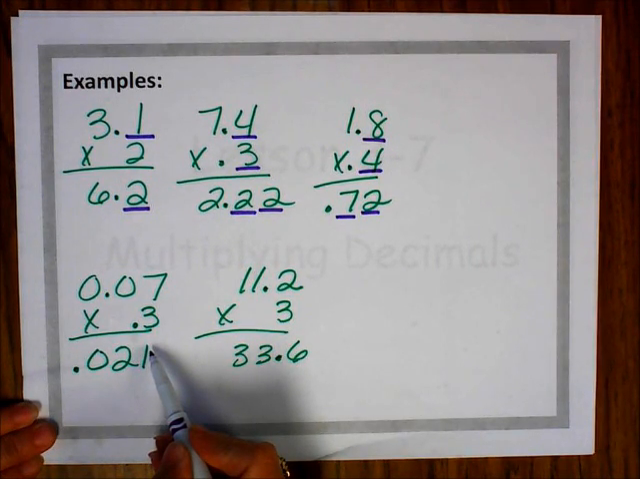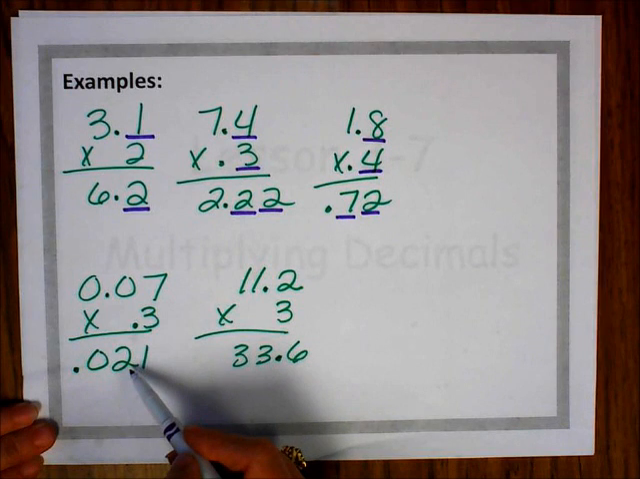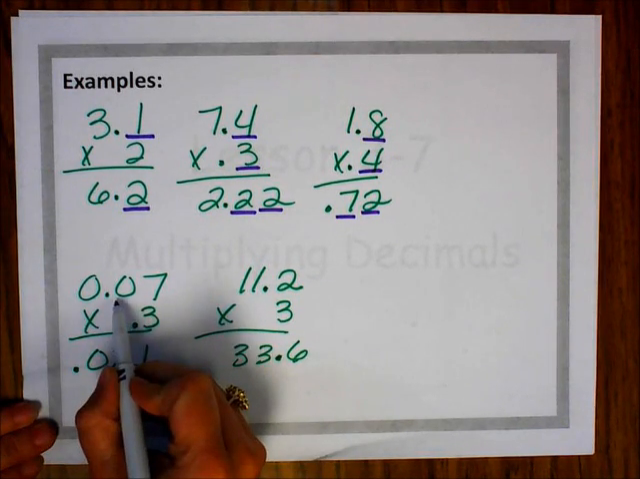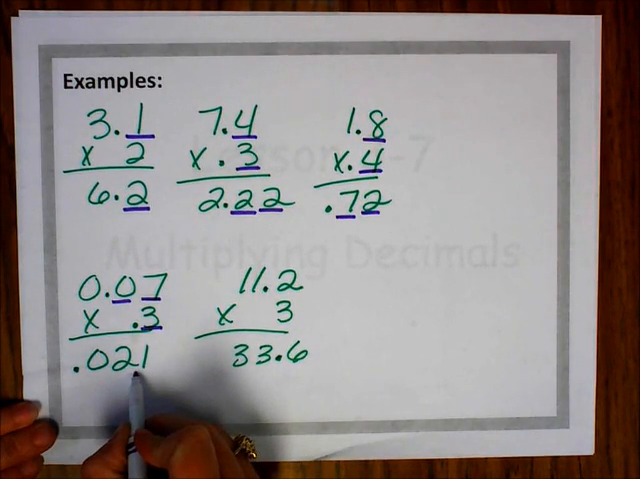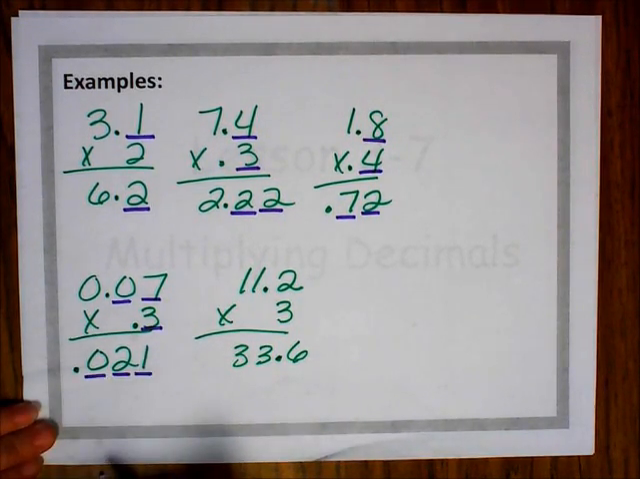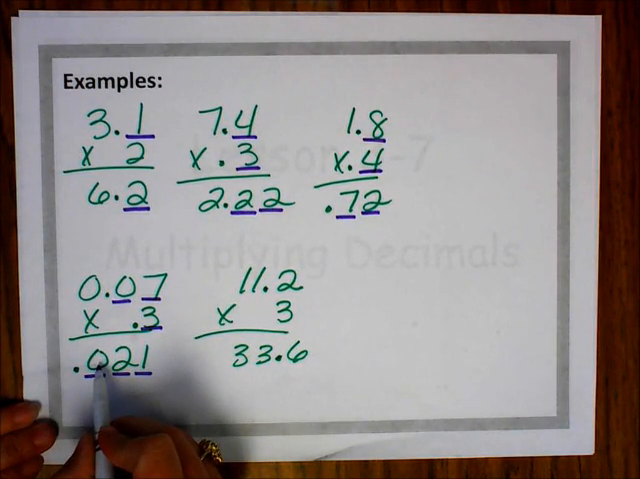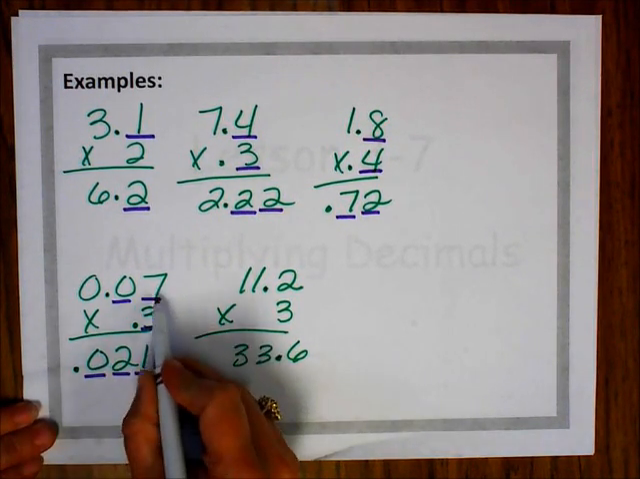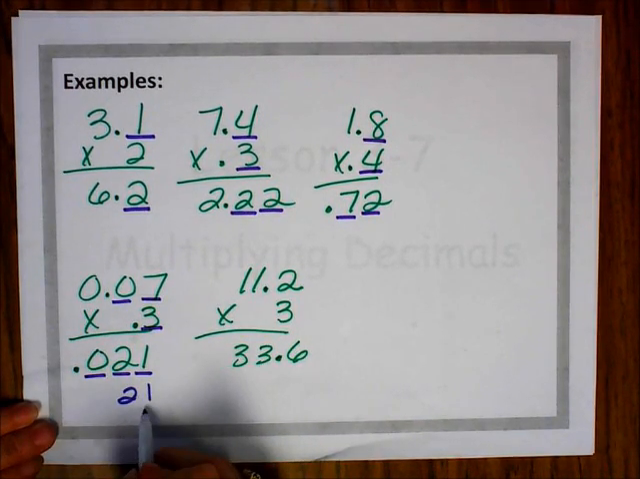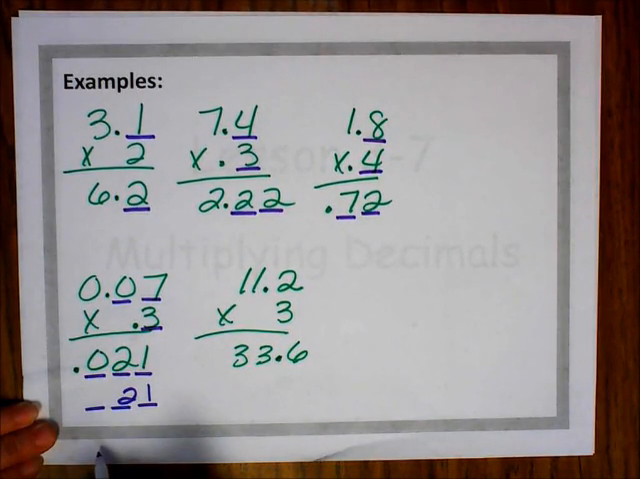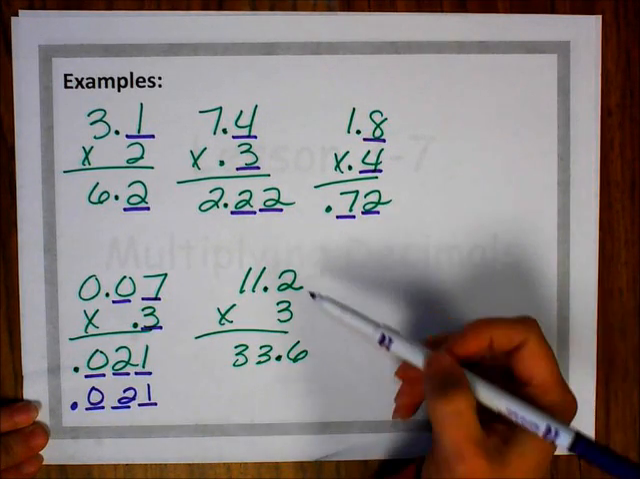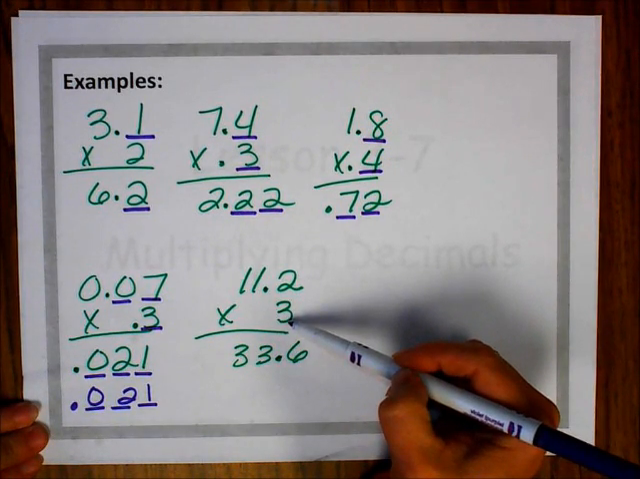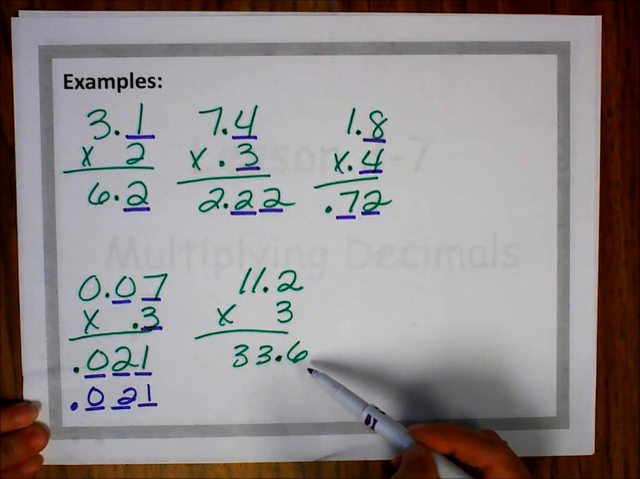On the next example, if I ignored the decimals, I would have 7 times 3 is 21. I have 1, 2, 3 numbers behind the decimal in the problem, so I have to have 1, 2, 3 in my answer. Now notice I had to put this 0 for a placeholder because 7 times 3 was 21, but I know I had to have 3 numbers behind the decimal, so I had to add a 0 as that placeholder. On our last example, if I ignored the decimal, 112 times 3 gives me 336.